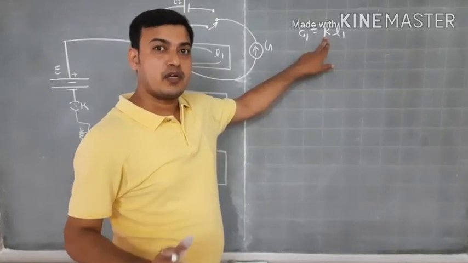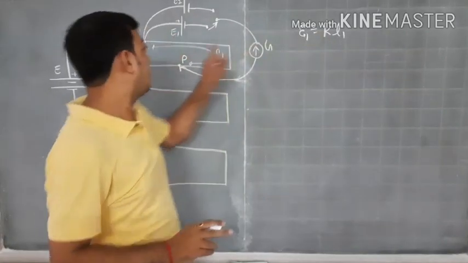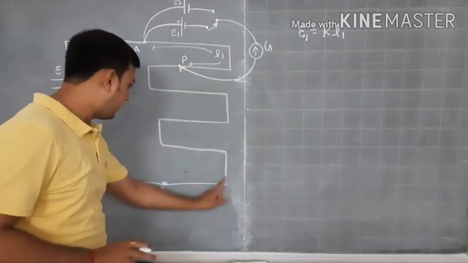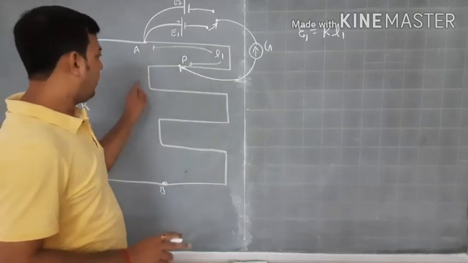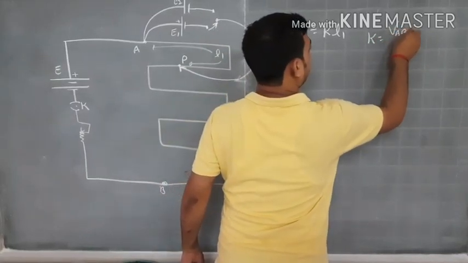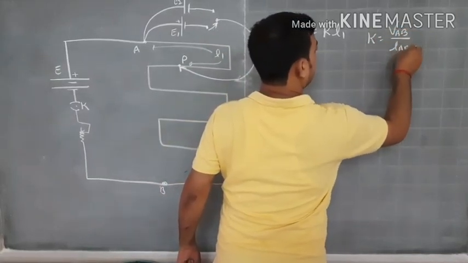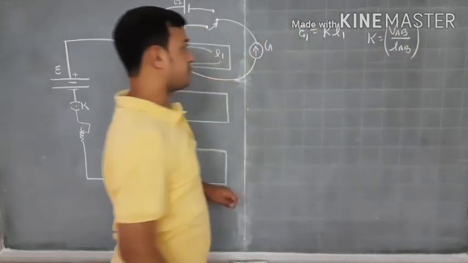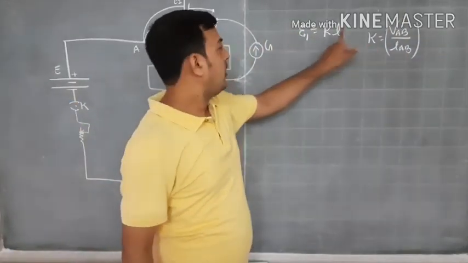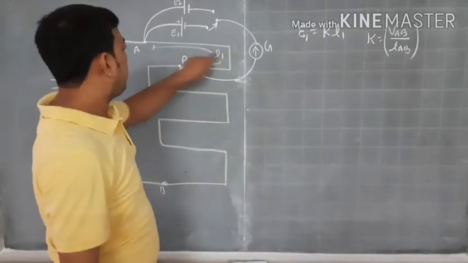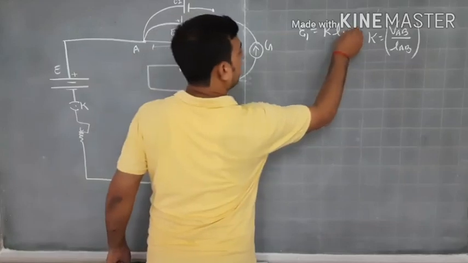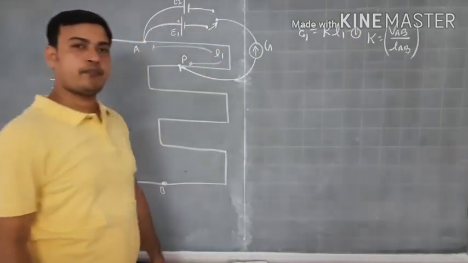K is the potential gradient, and that can be calculated by dividing the voltage drop across the complete wire by the length of the wire. I will write it here: this is the voltage drop across the wire in total. So you can calculate K, and when you multiply the balancing length with K, you will get the EMF of this cell, and this is my equation number 1.